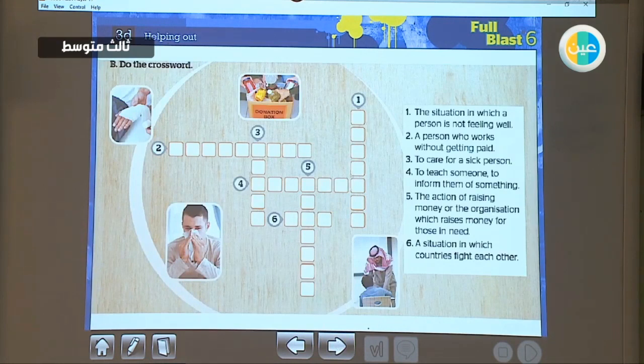Now, this task, you can do it at home. You're going to do the crossword, putting the word that stands for this meaning. Number 1, the situation in which a person is not feeling well. What do you think the word for that definition is? So the word that stands for this meaning is illness. You're going to do the same from 2 to 6, finding the words for those meanings and putting them in the correct places in the crossword. You can do it at home as homework.